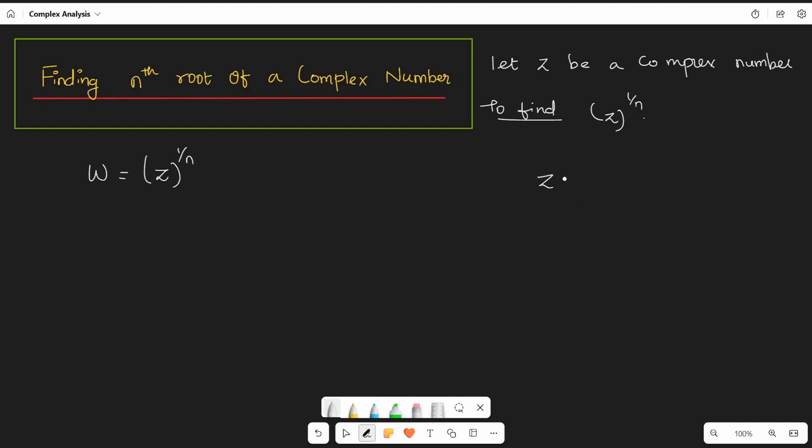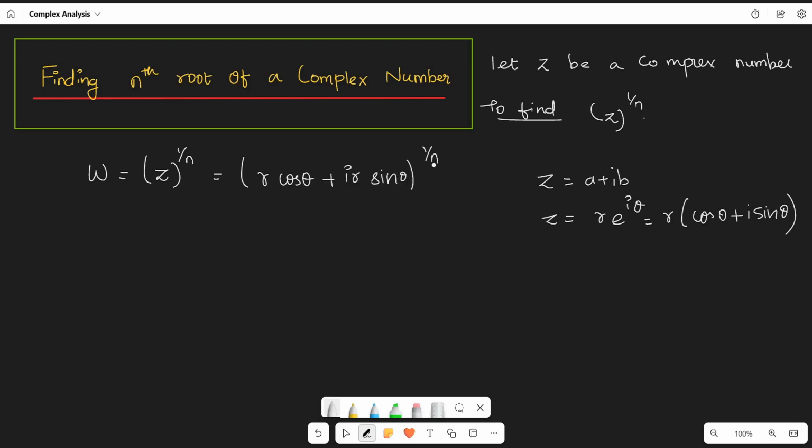What is actually z? z is a plus ib, or it can be written as z is equal to r e to the power i theta, where e power i theta is cos theta plus i sin theta. So instead of writing z, I'm going to replace it as r cos theta plus i r sin theta, the whole power 1 by n.